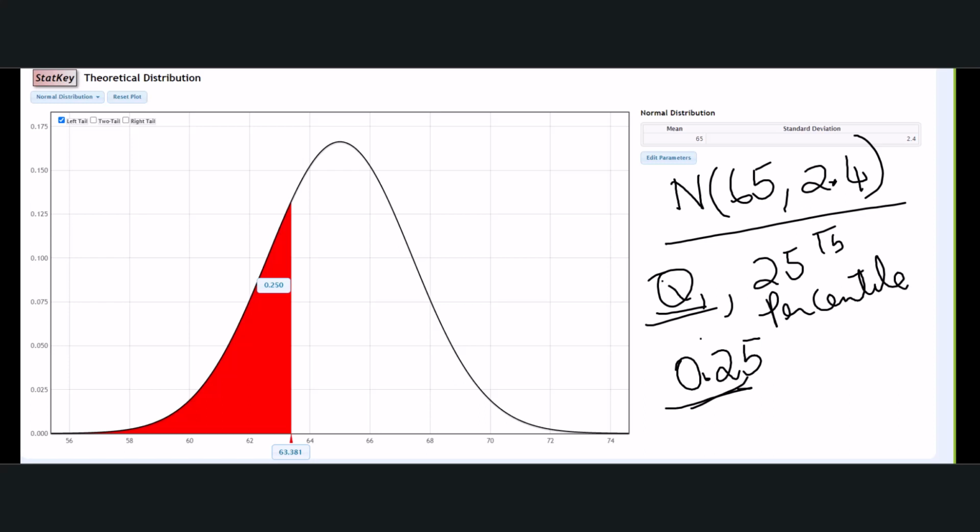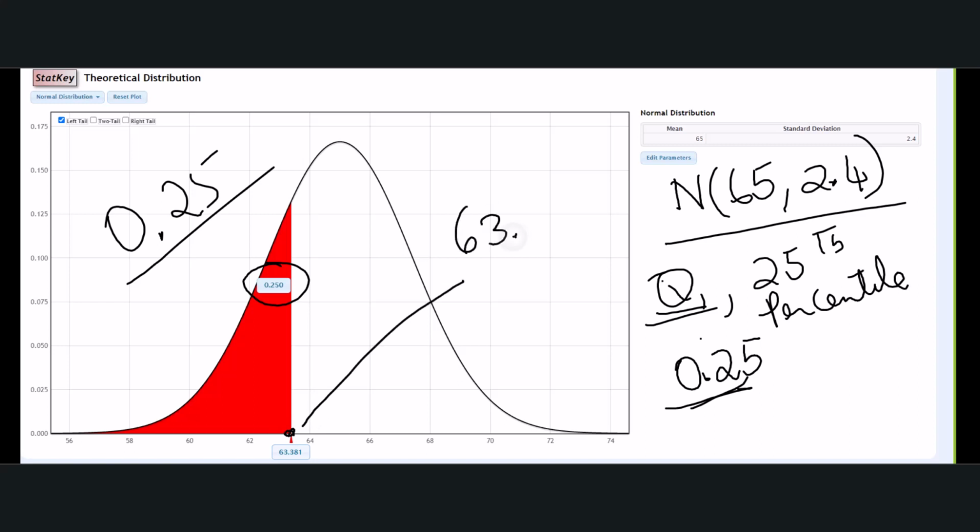So what we notice is that this is 0.25, and the x value here is how much? If you read it, it is 63.381. Okay, so the 25th percentile is how much? 63.381, or a quarter of the bottles will have contents of less than 63.381. And we are not distinguishing between less than and less than or equal to in a continuous case.